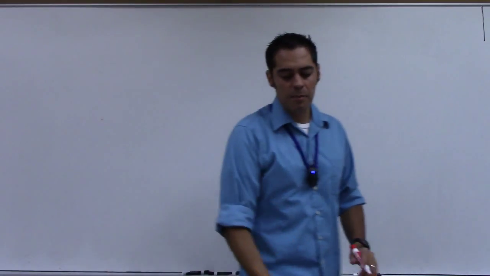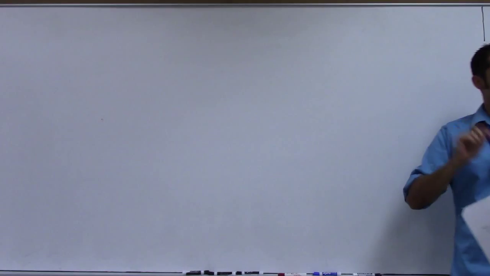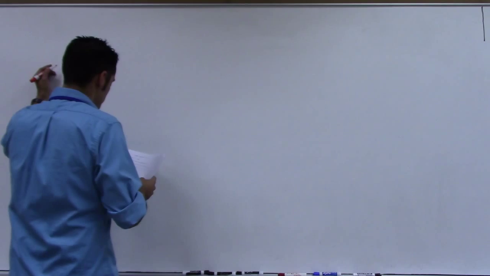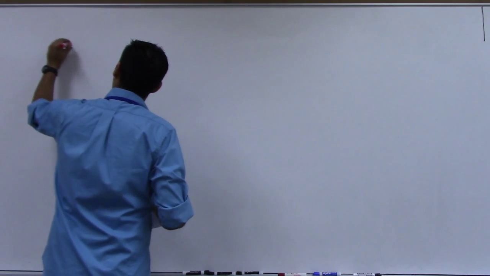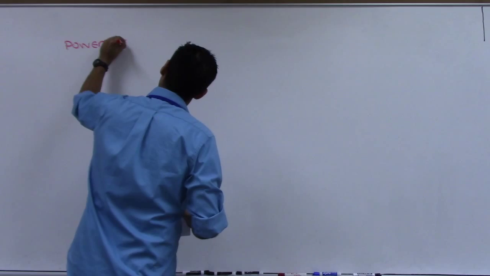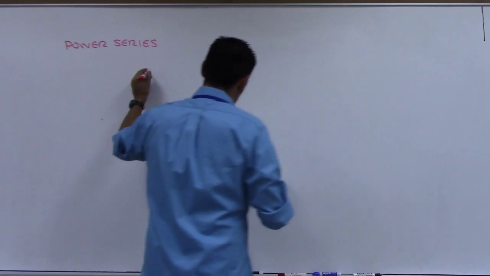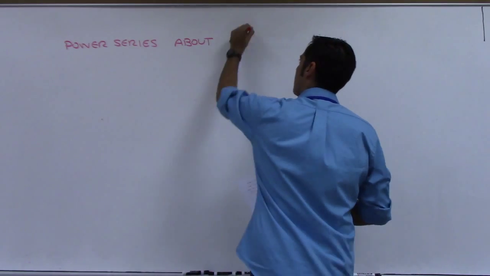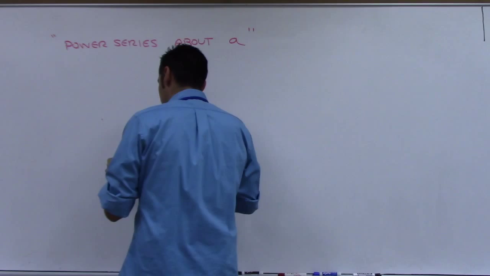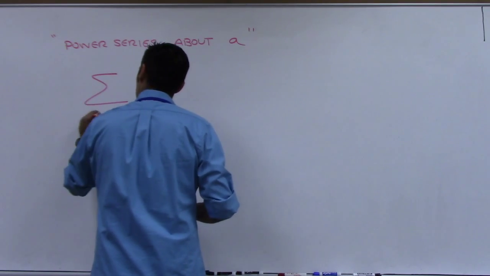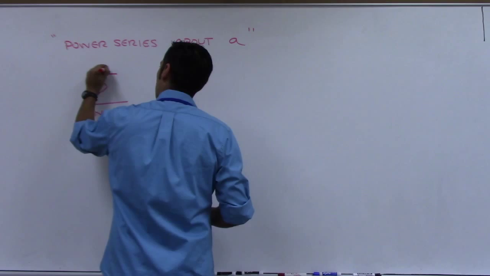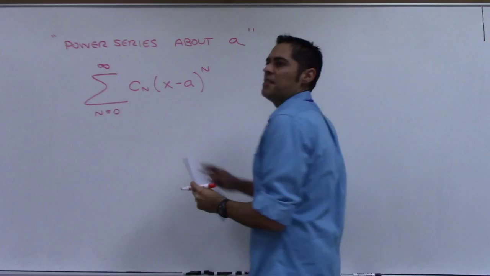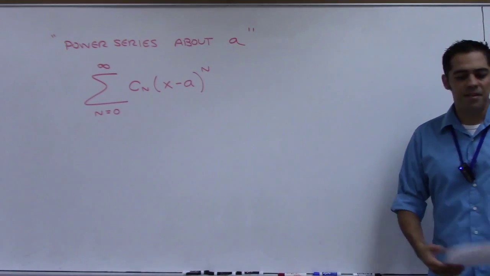So the x is going to determine whether or not we converge, right? That x value makes all the difference. Now, we're going to move to what's called the general power series, which is called the power series about a. And it's the same formula we just had. The only difference is instead of having just x to the n, we have x minus a to the n.